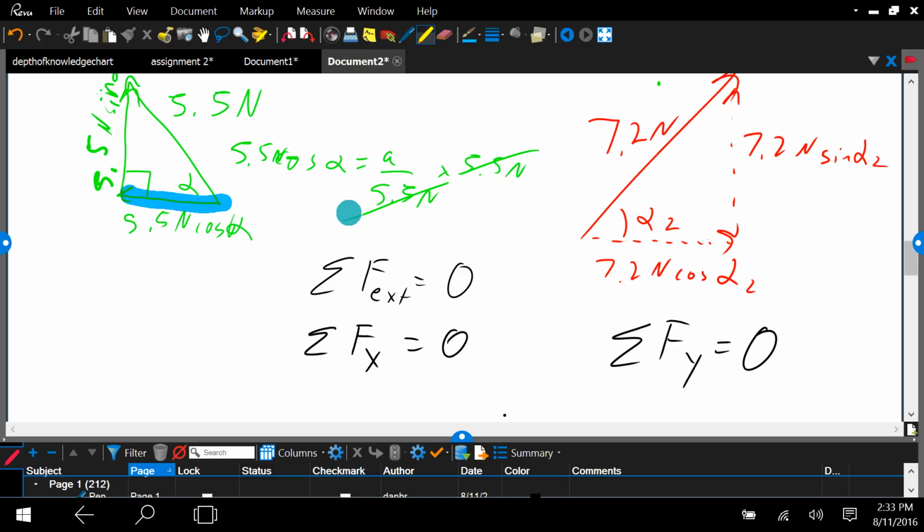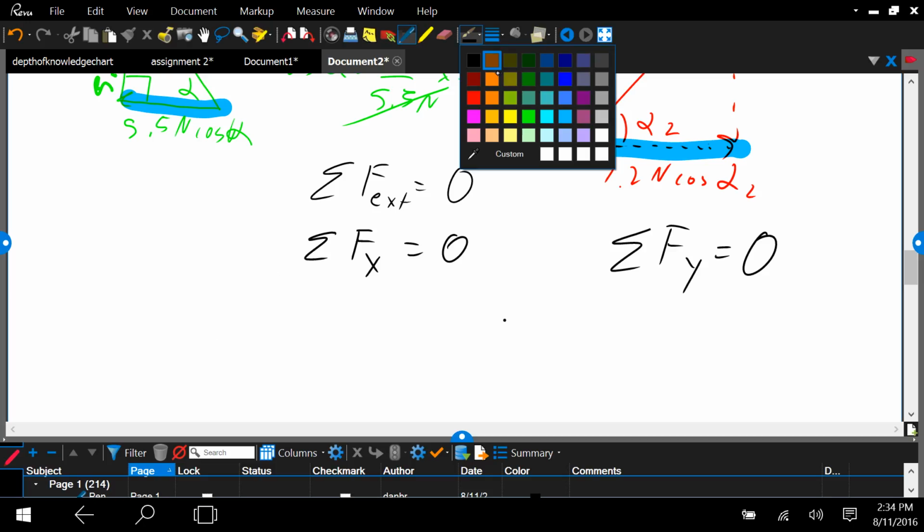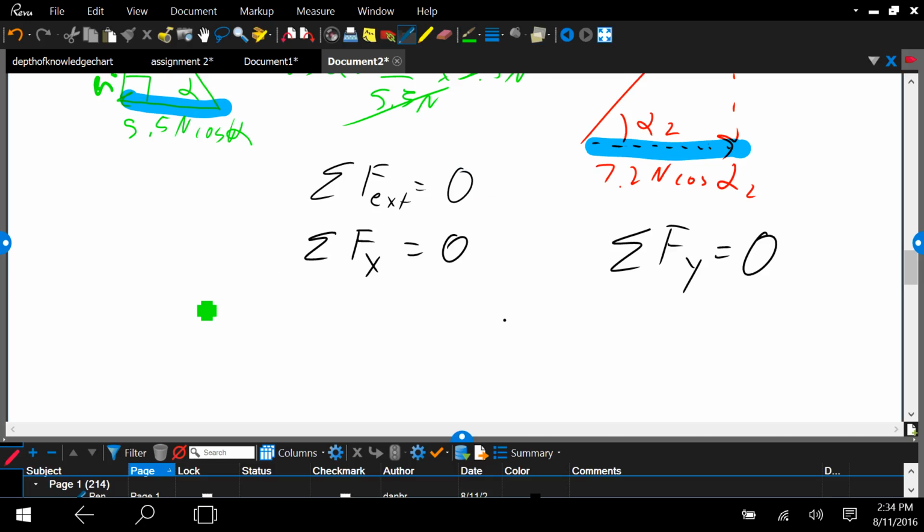I have this one, and I have this one, right? Those are horizontal. So I'm going to put them here in my equation for the horizontal. I will say, let's do the green one first. We'll say 5.5 newtons times cosine of alpha. That is the force pulling to the left.